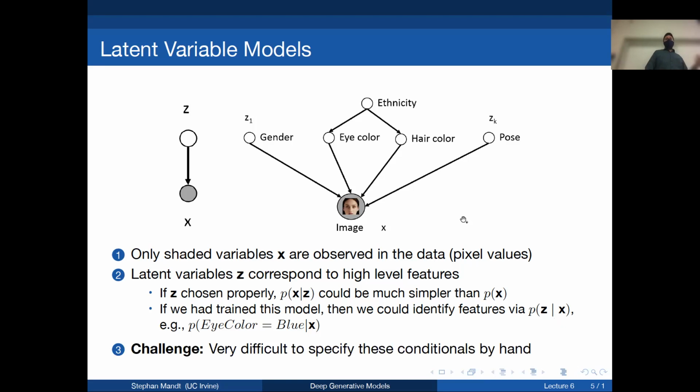Yeah, but the challenge is that actually it's very difficult, right? I mean, it's very difficult to come up with a realistic generative process of the data based on these observations.